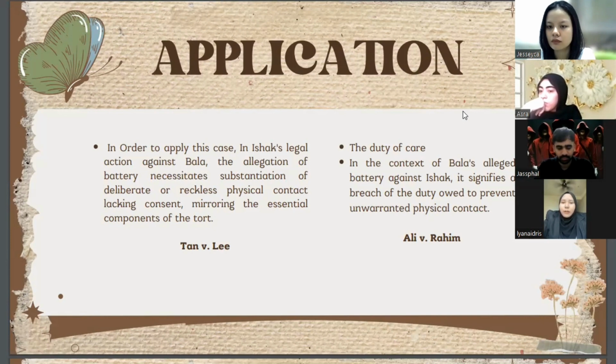Elements of tort will automatically be included when it comes to battery, where there is a duty of care. In the context of Bala's battery against Ishak, it shows a breach of duty to prevent unwarranted physical contact. For example, the case of Ali against Rahim, where the court upheld a similar duty of care to prevent physical harm. Furthermore, the breach of duty shows the failure to fulfill legal responsibility, when Ishak's claim rests on proving Bala's breach of duty to avoid harmful or offensive contact, intentional in battery cases. For example, the case of Lim against Kong.